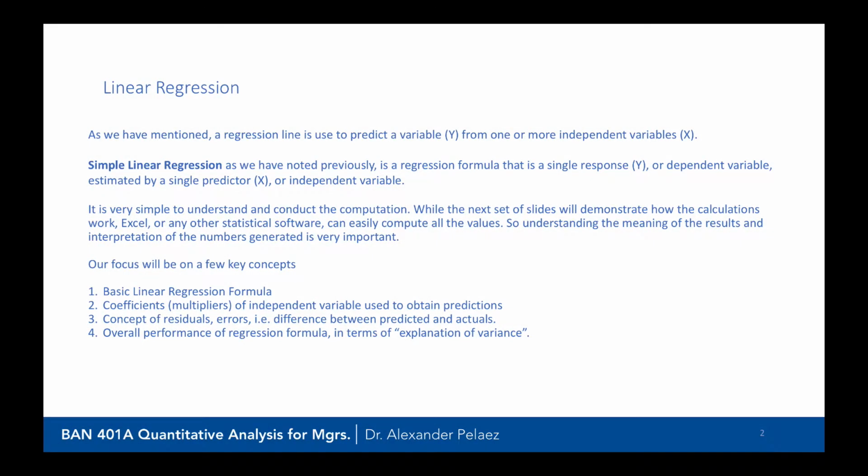Recall from the previous videos that we had said that a regression line is used to predict a y variable from one or more independent x variables. Well, in simple linear regression, the regression formula is a single response variable, y, with a single independent variable or predictor variable, which we'll call x. And it's real simple to understand and conduct the computation. The next set of slides will demonstrate how the calculations work.